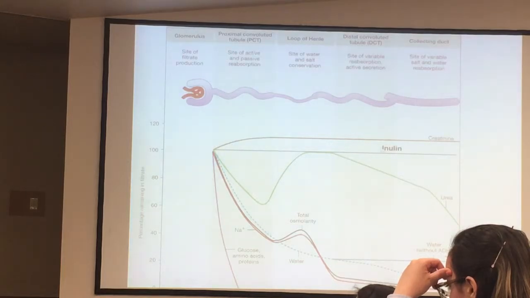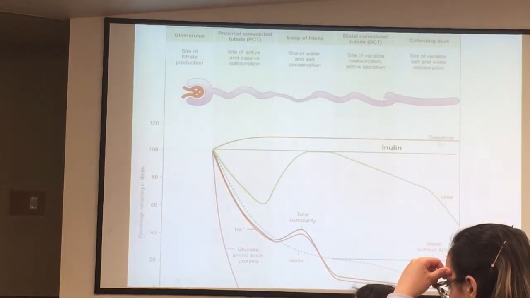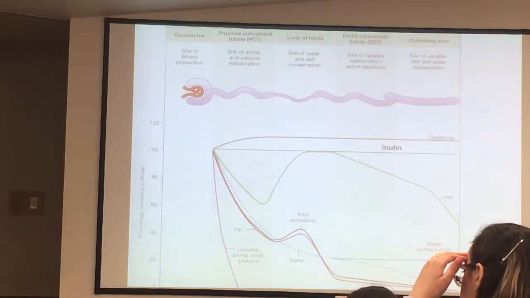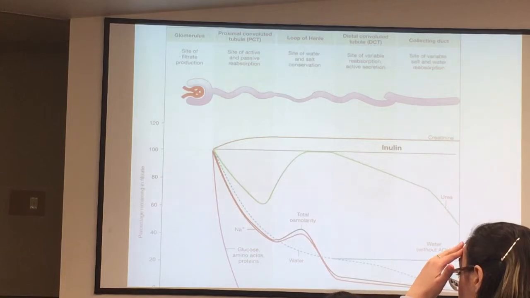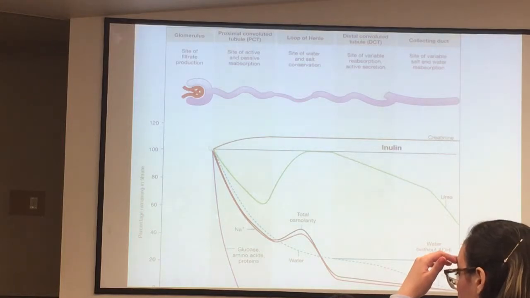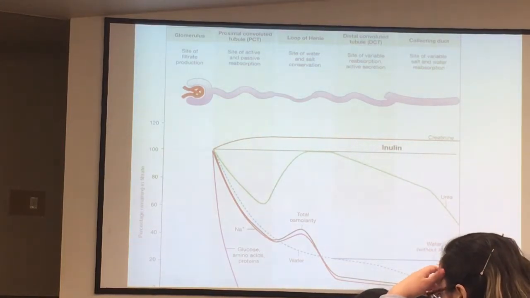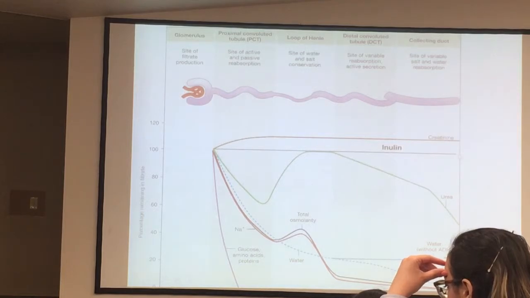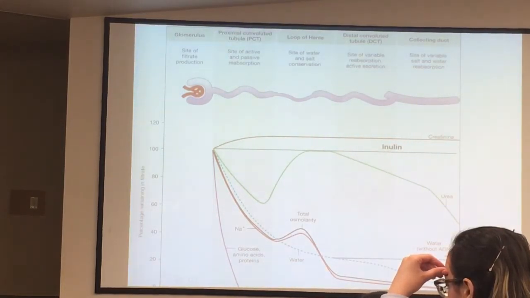One is inulin, and creatinine is very similar. They only add a little bit, secrete a little bit more. The other materials we cannot use: glucose, amino acid, or protein, if any, from the PCT, the first part, are completely reabsorbed to zero, and the urine amount is zero. Sodium is also reabsorbed, the urine is zero. Water is also reabsorbed.